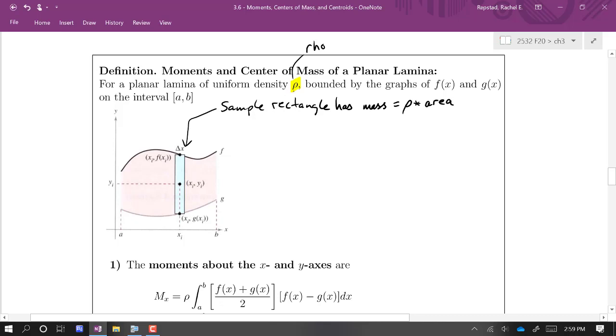So our mass of this is rho times the area. The area is the vertical distance, top minus bottom, times delta x. The f function's on top, so I'll have f of x sub i minus g of x sub i times delta x. Again, we're looking at this planar lamina from a to b, and we imagine that we're just stopping at this arbitrary x coordinate, which we're calling x sub i in this figure.